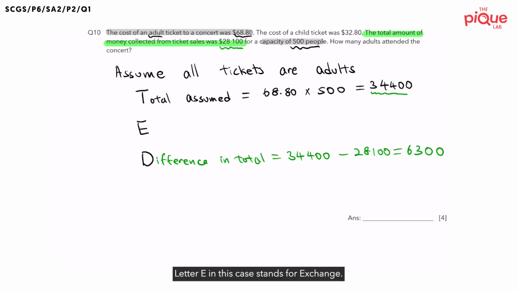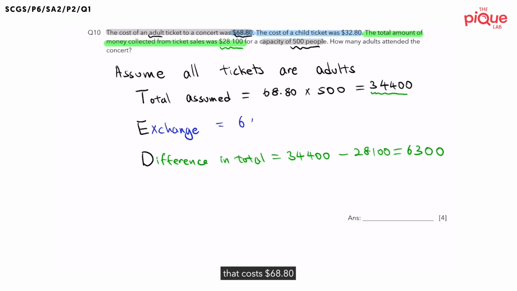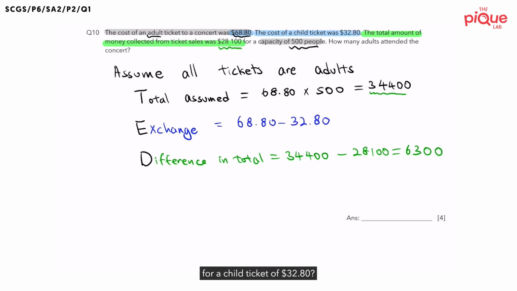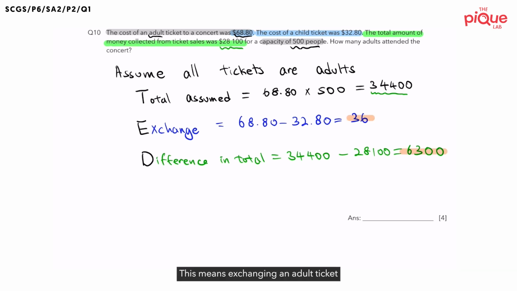Letter E in this case stands for exchange. What are we exchanging? Recall that we have assumed that all the tickets sold are adult tickets. What happens if we exchange one adult ticket that costs $68.80 for a child ticket of $32.80? We will get a difference of $36. But what does this number mean? This means exchanging an adult ticket for a child's ticket decreases the total amount collected by $36.